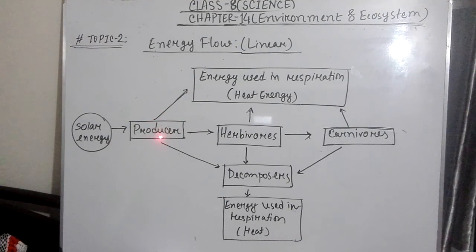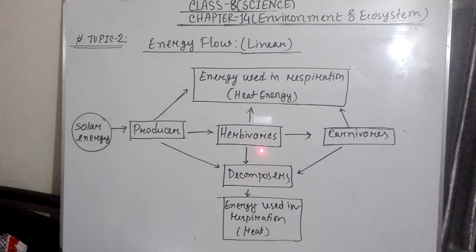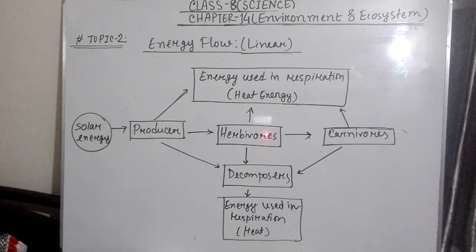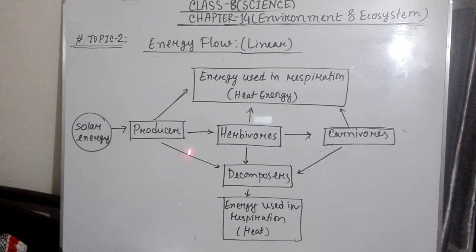gather energy, and when they are eaten by the herbivores, I think all of you know what herbivores are. Animals who eat only plants, or these types of producers, are called herbivores. So producers are eaten by herbivores, and thus the energy of producers is transferred to the herbivores.